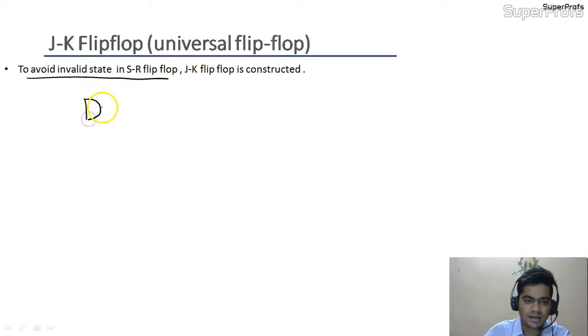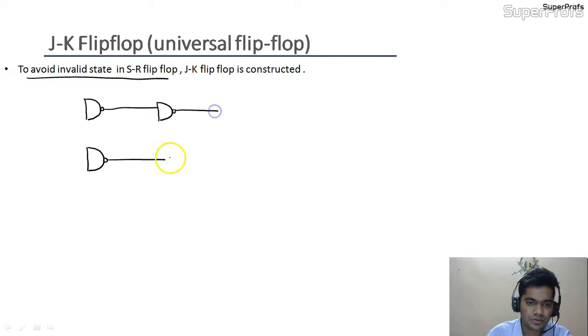SR flip-flop like this. Okay, this would be a SR flip-flop. So you can understand that using a flip-flop we are able to store one bit of information, and it is also having two stable states. So this is our basic sequential circuit.